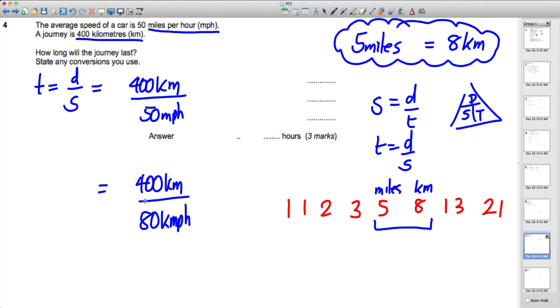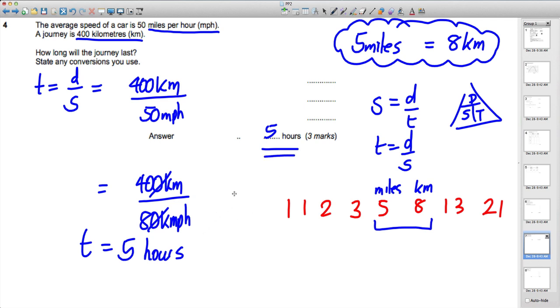Okay, and now you can divide these. 400 divided by 80, well, that's the same as 40 divided by 8, which is 5. So the time must be 5, and what's our unit? We're all dealing with hours, so it must be 5 hours. State your answer and underline it, and you're done.